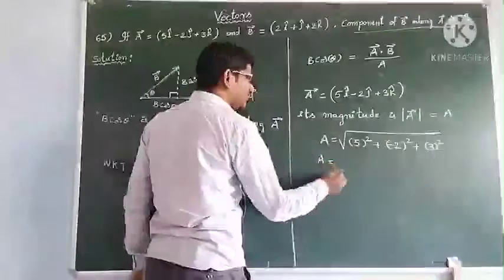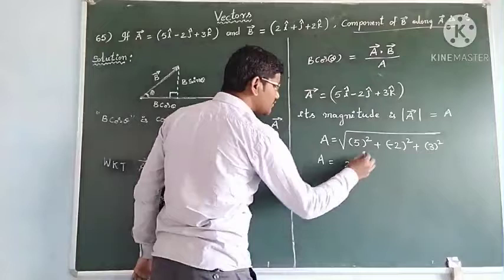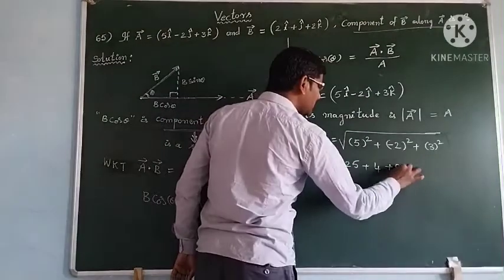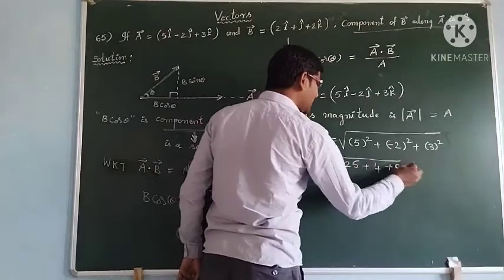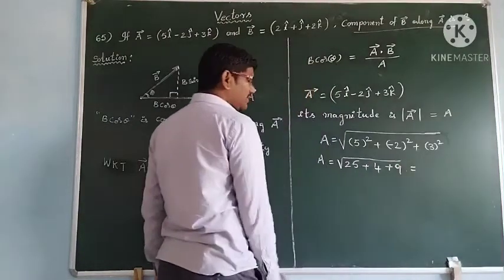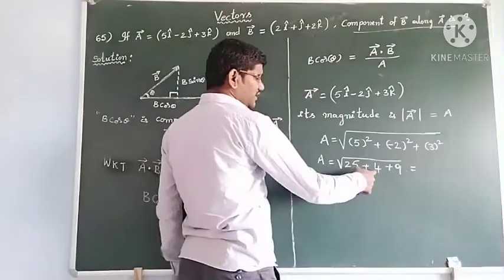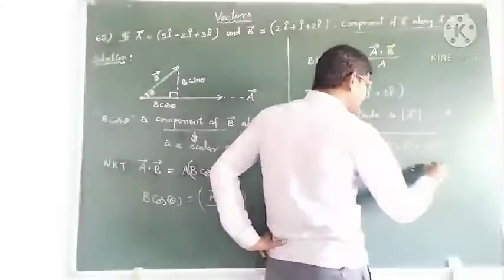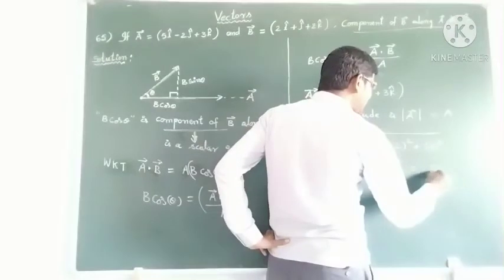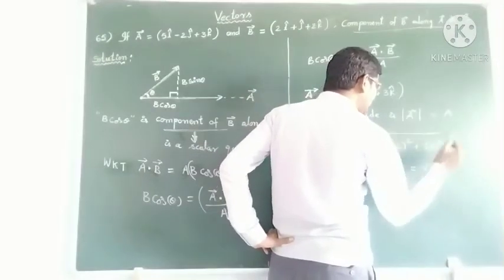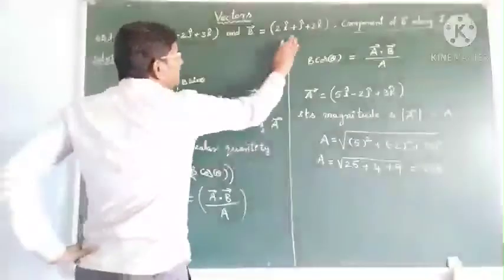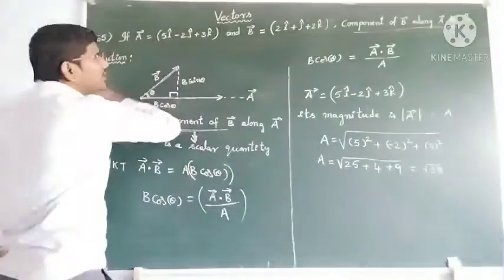Then the magnitude of A: 5 square means 25, plus 2 square means 4, plus 3 square means 9, under root. So how much will you get, students? 25 plus 4, 29. 29 plus 9, 38. So its value is root 38. So that is A. And next, take the dot product of A bar dot B bar.